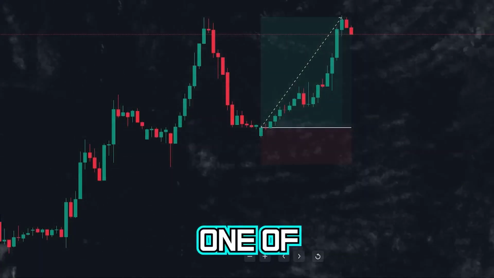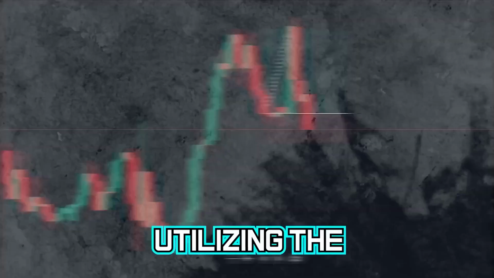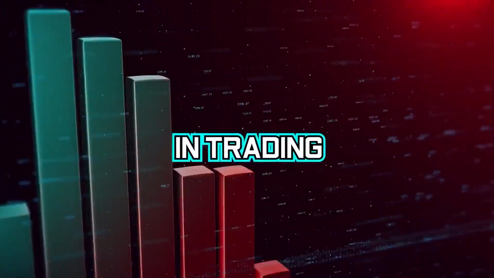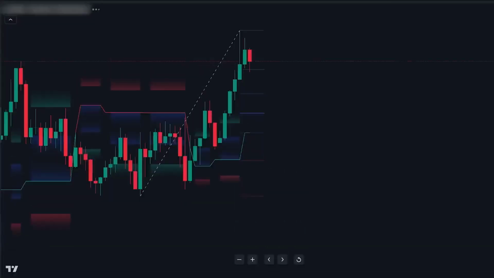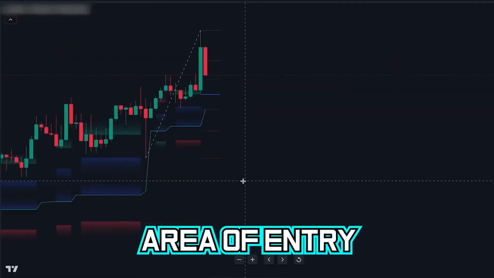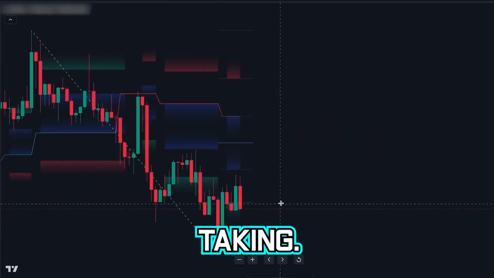Today, we will explore one of the most lucrative trading strategies utilizing the Fibonacci tool. A crucial aspect of achieving profitability in trading is minimizing your drawdown. This strategy aims to minimize drawdown by finding the exact area of entry and pinpointing prime areas for profit taking.